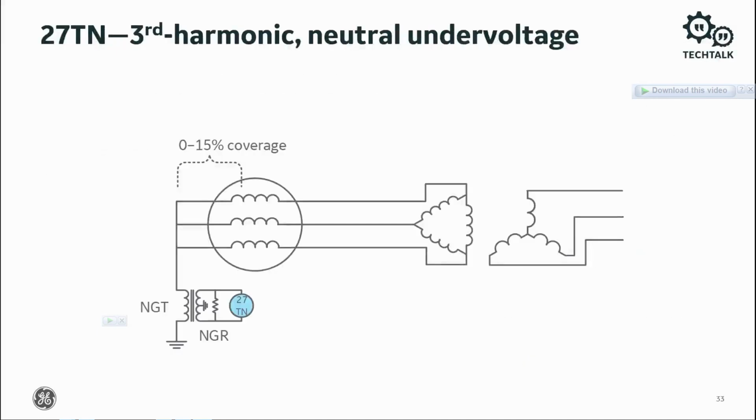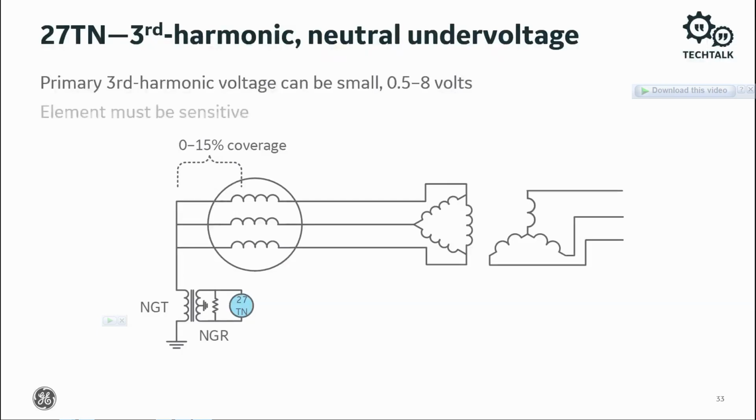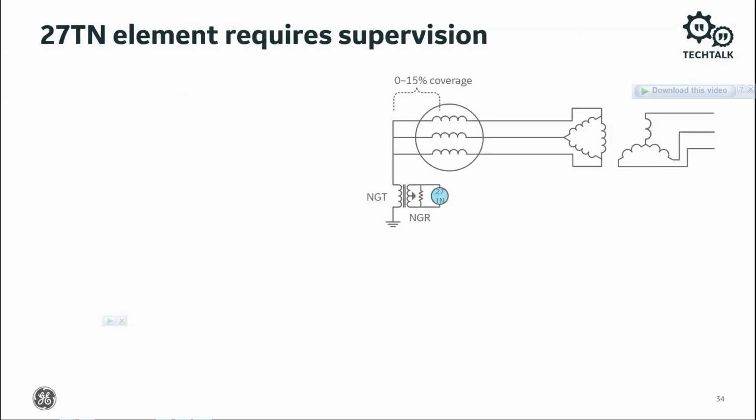To sense ground faults on a high impedance grounded generator, enable a 27TN, a third harmonic neutral undervoltage element, to protect the bottom 15% of the generator windings. Because the primary third harmonic voltage is small, from 0.5 to 8 volts, the element must be sensitive. The 27TN element requires supervision for a loss of phase voltage.